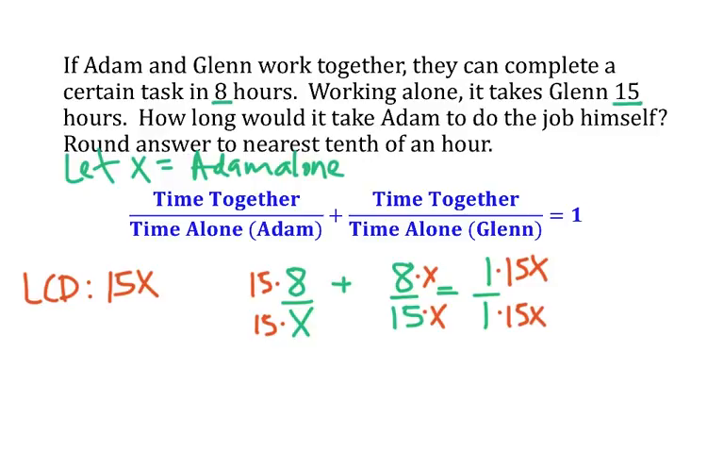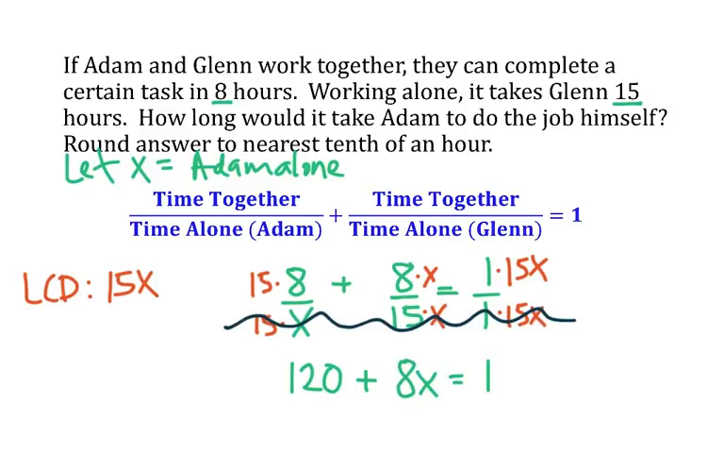At this point I'm going to go ahead and say we can eliminate the denominators. So if I clean up what's left in the numerators, that looks like 15 times 8, which is 120, added with 8 times x, so 8x, is equal to 15x. So this is a pretty friendly linear equation. I'll move to the next slide to continue solving this.